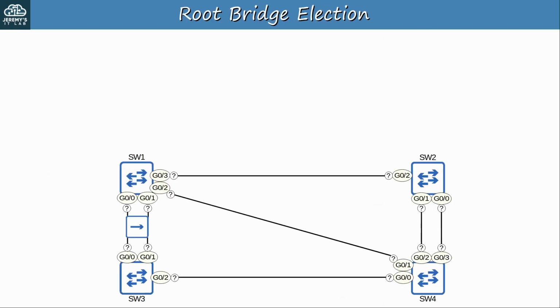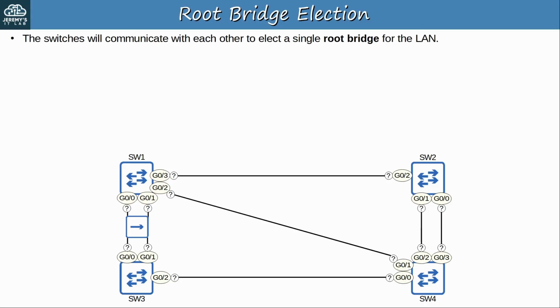Now let's walk through the STP algorithm. Because most of this is review from the CCNA, I'll go through it fairly quickly. First up, the root bridge election. Switches will communicate with each other to elect a single root bridge for the LAN.